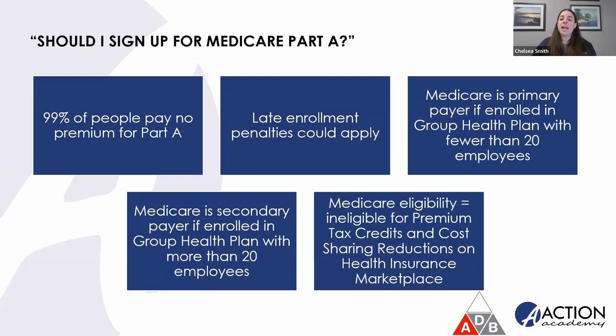If the member is covered by a group health plan from an employer with fewer than 20 employees, Medicare's secondary payer rules determine that Medicare does pay primary. If members are covered by group health plans from an employer with 20 or more employees, Medicare Part A could supplement the group plan. And if the member is covered by individual marketplace plans, eligibility for Medicare removes eligibility for subsidies and advanced premium tax credits. So basically, if they're on the marketplace, Medicare is probably the best choice for them, especially if they're getting those subsidies, which 90-some percent of us are.